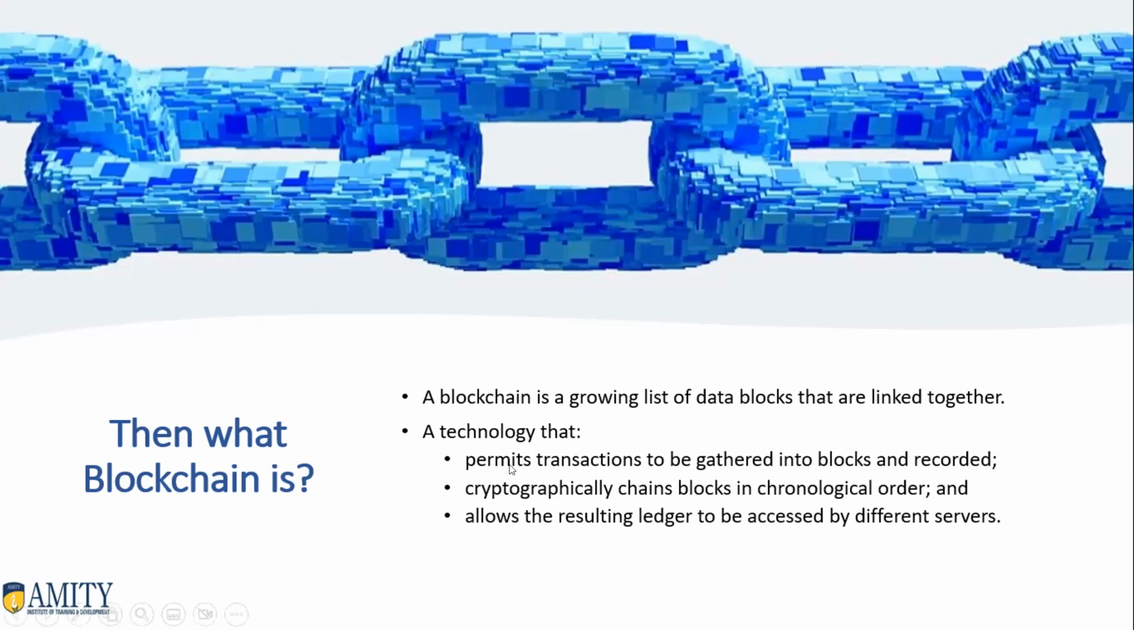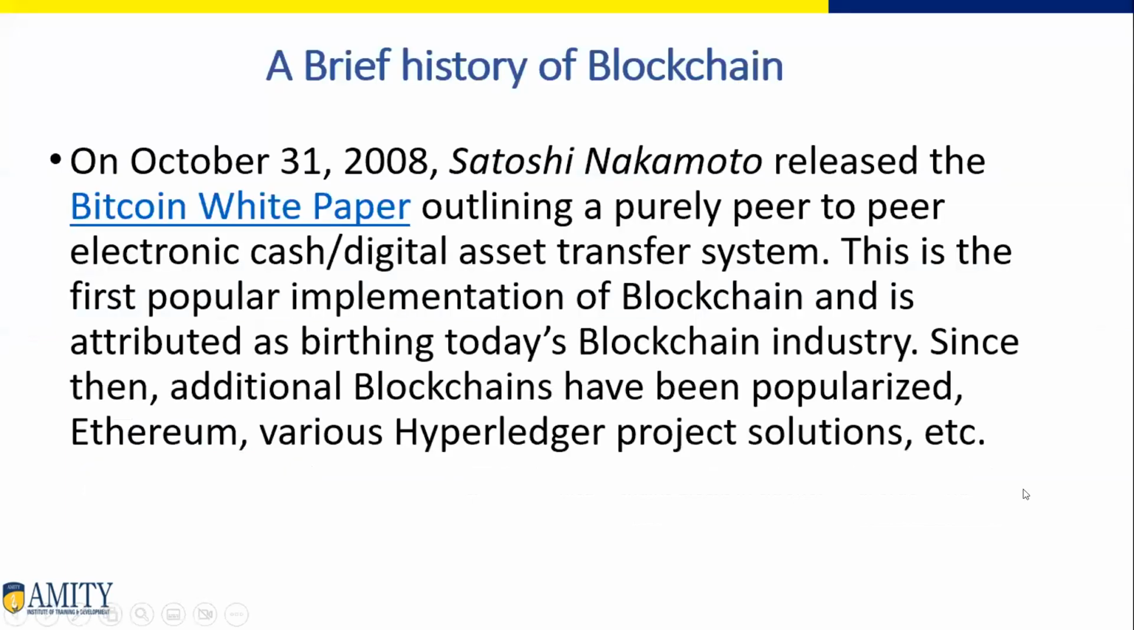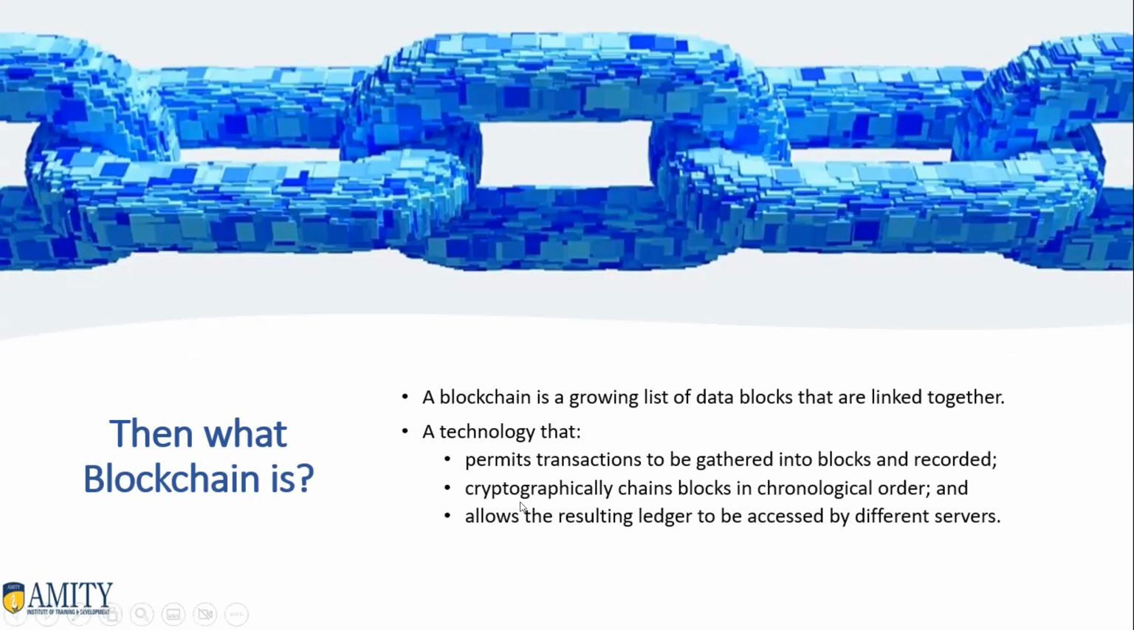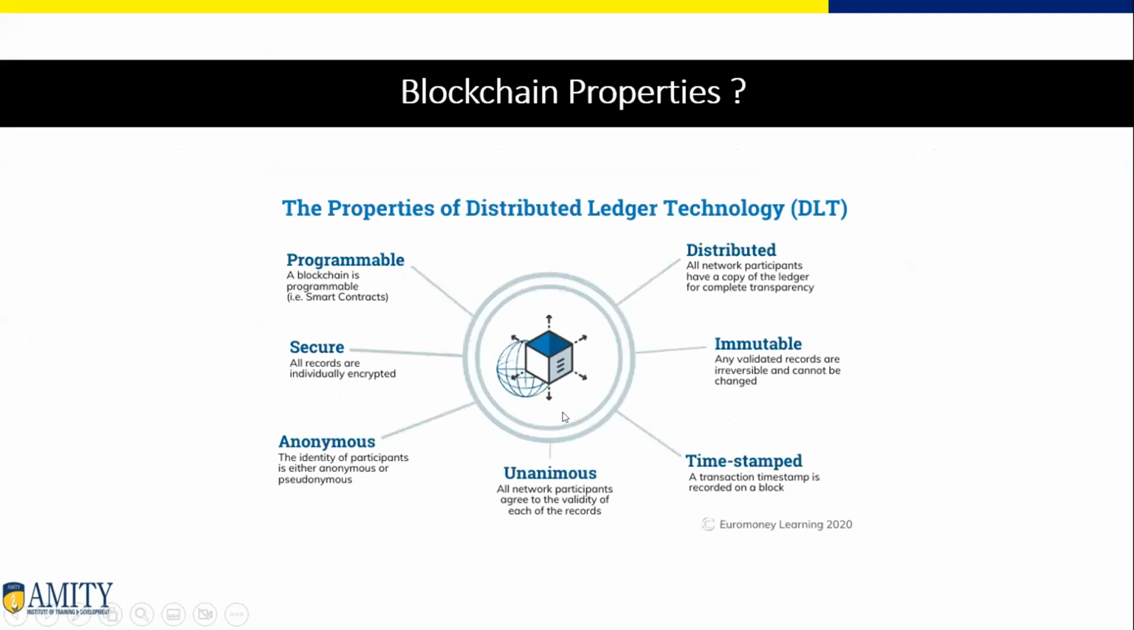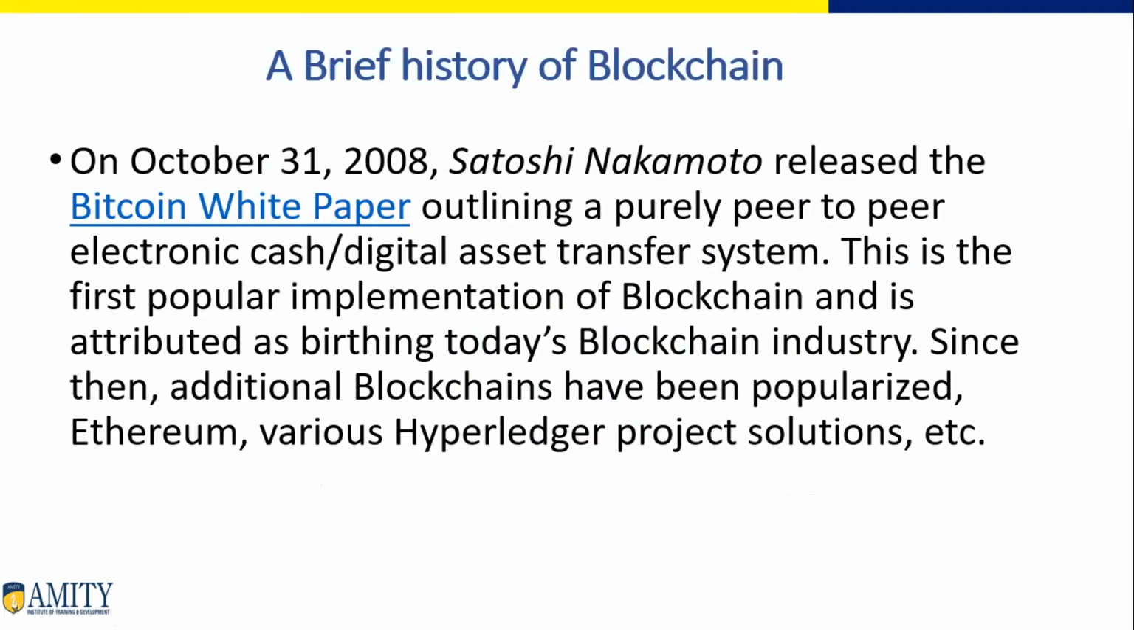So blockchain is a technology that permits transactions to be generated, gathered into blocks and recorded, and also helps have the cryptographic chain blocked in chronological order, and also allows the resulting ledger to be accessed by different servers. When you look at these kinds of definitions of blockchain on the internet, it becomes very, very difficult for us to understand what this technology is.